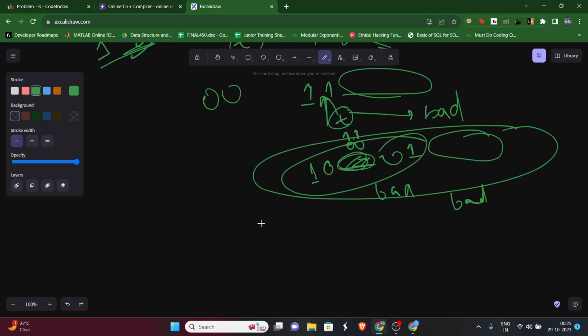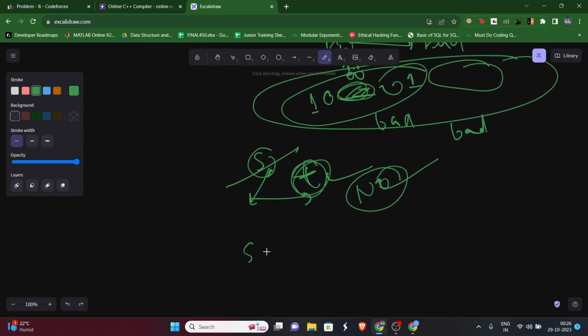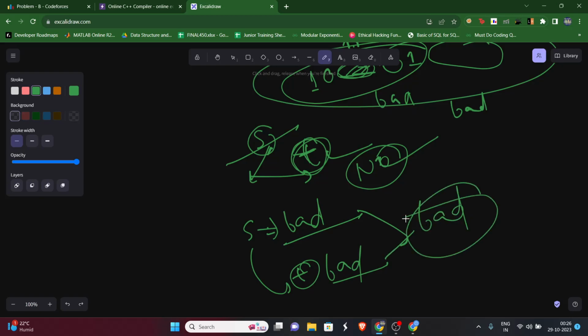So what we saw is that if s is bad, we have to insert t at some places. But if t is also bad, that means we cannot have our answer, and we can simply print no. So what I said was, if s is bad, we know that to make s good, we have to insert t, right? But if t is also bad, then this bad and this bad will always be bad. So overall this string will be bad, and we can simply return no.